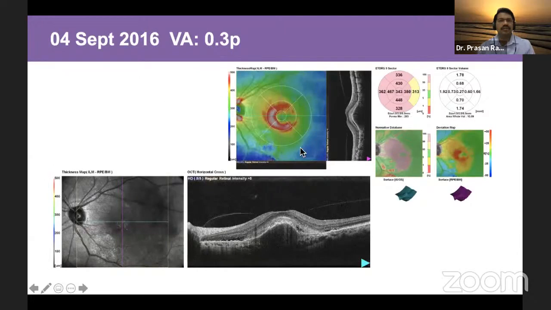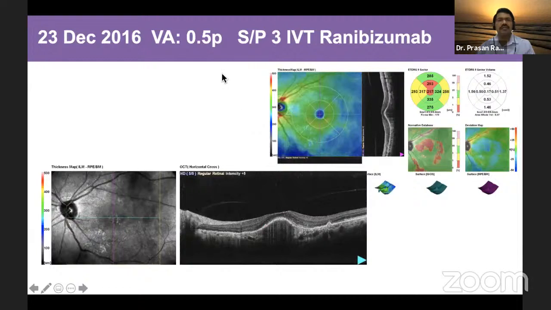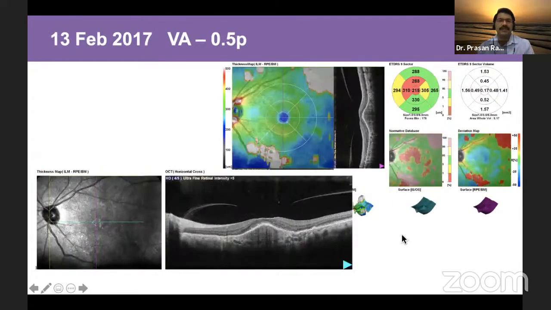This is her vision, and this is the OCT, which shows the presence of a fibrovascular type 1 PED. She also had fluid on either side, and she had this subretinal hyperreflective membrane. She was treated with 3 injections of ranibizumab, and her visual acuity improved from 0.3 to 0.5. You can see the significant reduction in the subretinal fluid and the disappearance of the SHRM in this case.